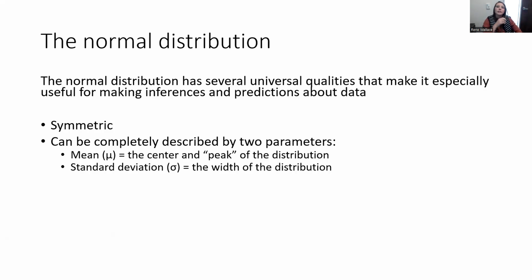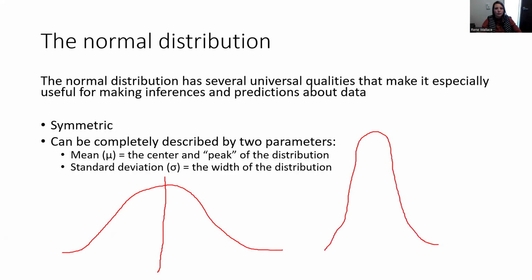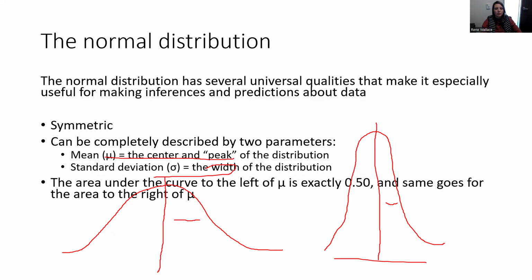So that means the peak. Can I draw on here? Let's see. Okay. So mean, and that's here at the peak. That's always the center. And then standard deviation is the width. So if it were more like this, it's not as wide. So our standard deviation might be this big, as opposed to here, where standard deviation is probably this big. So standard deviation represents the width, and the mean represents the peak.